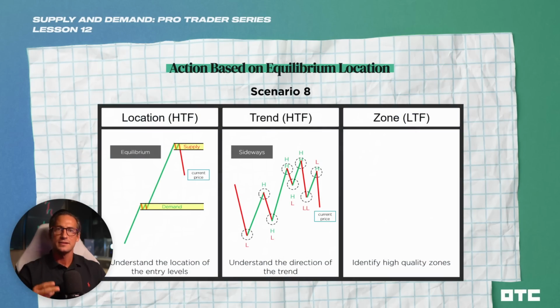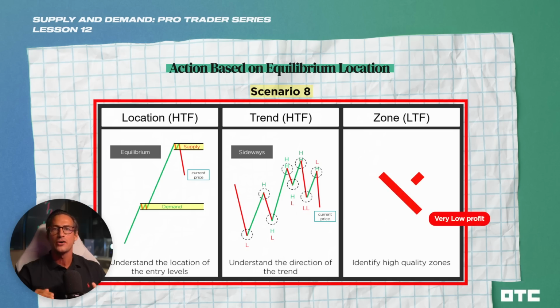In the second scenario, the only thing that changes is the direction of price. And this is an important point. If lower time frame zones are located in a context of bigger picture equilibrium and sideways trend, we are not allowed to set the trade because this would be a low probability, low profitability trade setup. And our goal as a trader is to find high probability and high profitability trade setups.